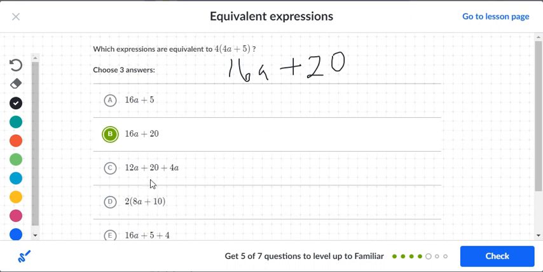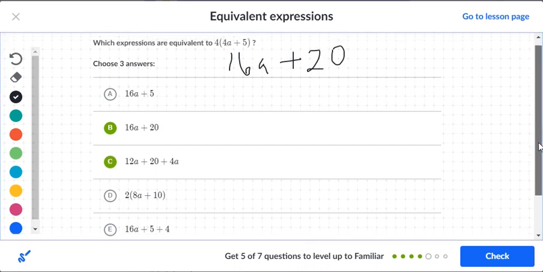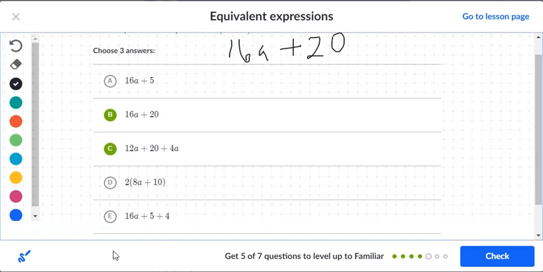Now, what about this problem here? Well, there's our 20, there's our plus 20, and notice if you take 12a plus 4a, there's 16a. So that's our second choice. So now there's one other hidden answer here. So let's take a look at this one. You could take 2 times 8a, well that's 16a, 2 times 10 is 20, so yes, that does work, so D is our answer. So E should be incorrect.